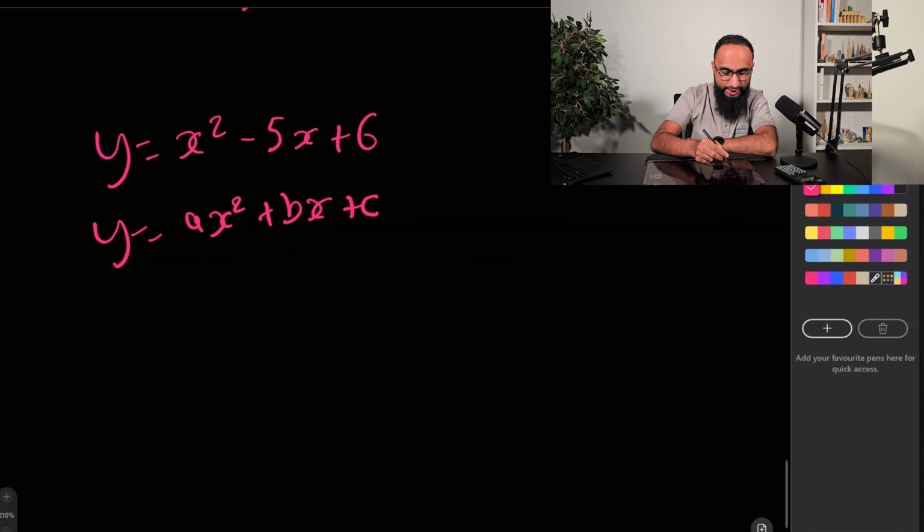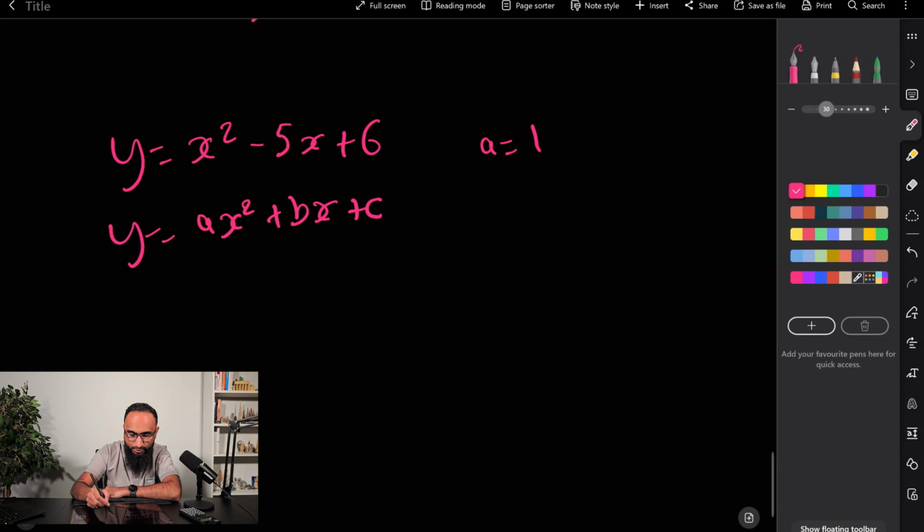So in this example, we've got y equals x squared. So there's no constant ahead of the x squared, so it's just 1. There's one lot of x squared, so our a is 1. Our b, how many lots of x do we have? Well, it's minus 5 lots of x, so b is minus 5. And our c is the number by itself, with no x term, which is 6. So that you can plug into the quadratic formula.